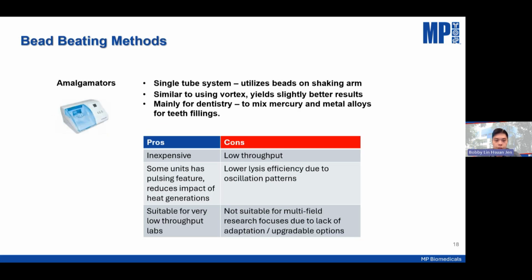For the next one, amalgamators, this is mostly for dentistry use, where they use it for tooth fillings. And the main downside for this is the lower throughput. So usually this type of device can only accommodate up to 2 or 3 sample types. So it's very low throughput and also very low efficiency. That's why it's technically not suitable for multi-field researches.